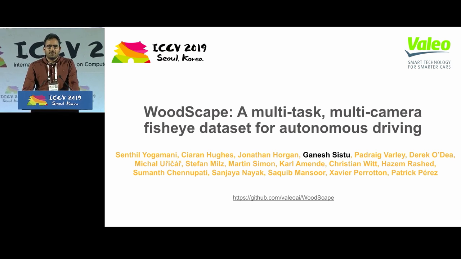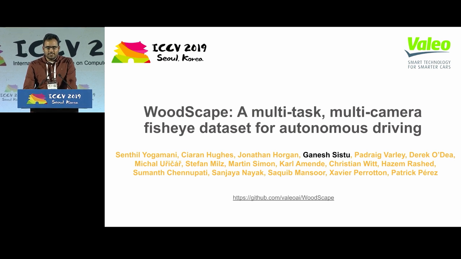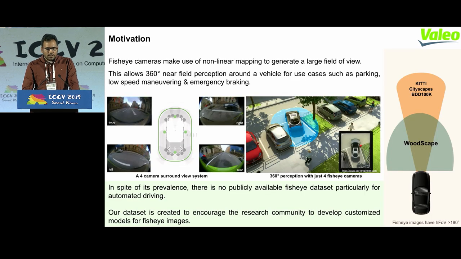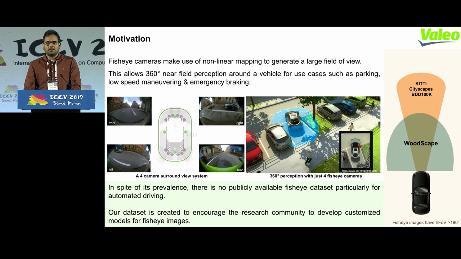Hello, ICCV. I'm Ganesh Sistu from Valeo. Today I'm presenting our paper, WoodScape, a multitask multi-camera fisheye dataset for autonomous driving. Fisheye cameras make use of nonlinear mapping to generate a large field of view. Due to this advantage, they are often employed in video surveillance, augmented reality, and autonomous driving. Fisheye cameras allow 360 degrees near field perception around a vehicle that enables automated parking, low speed and high speed maneuvering, and emergency braking.